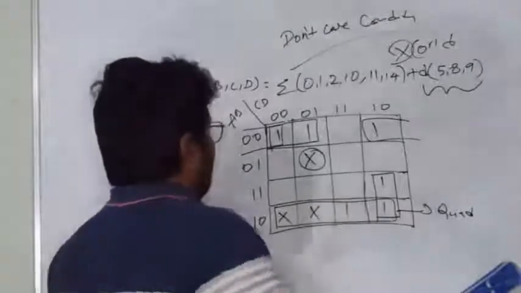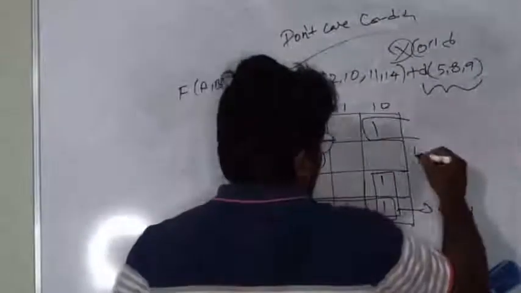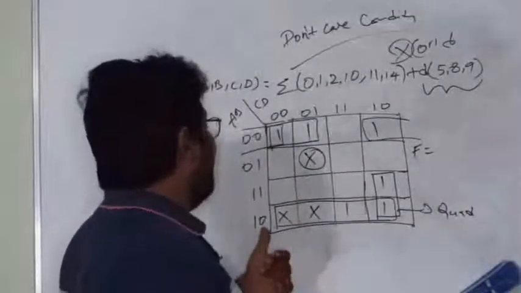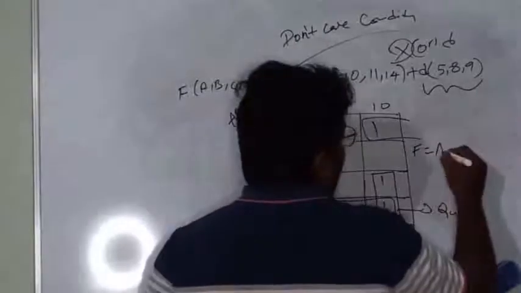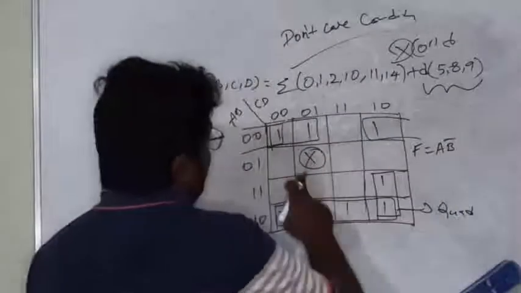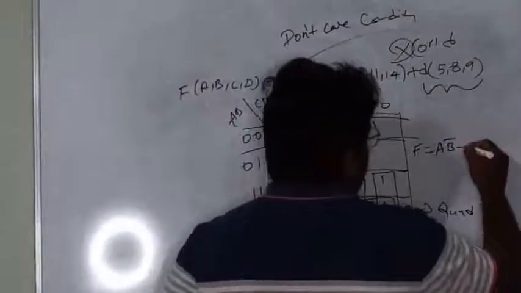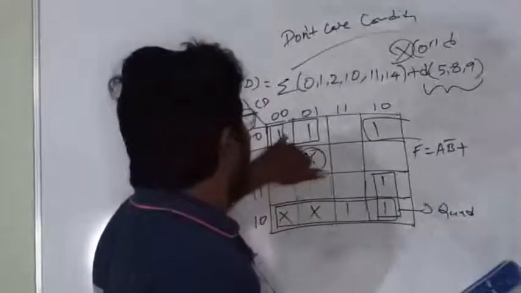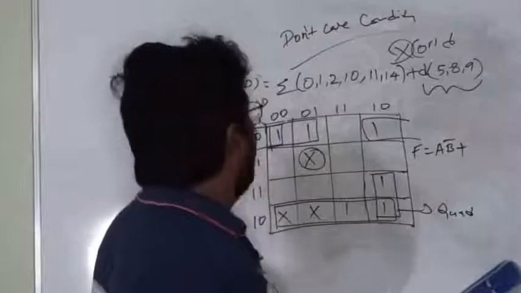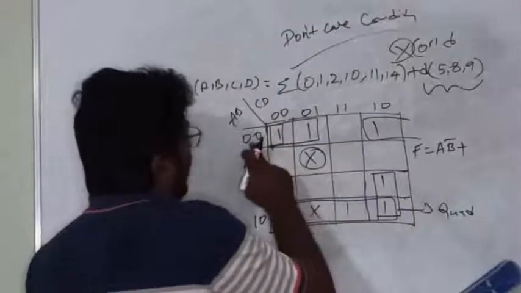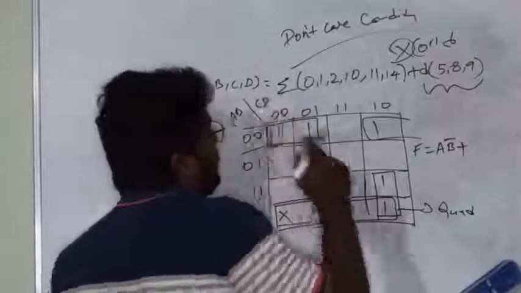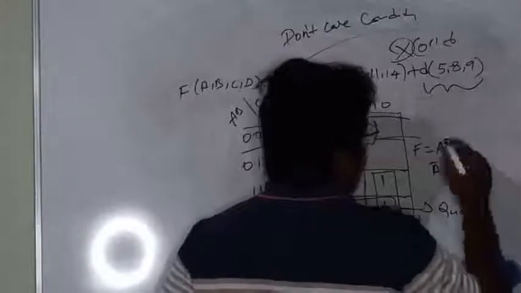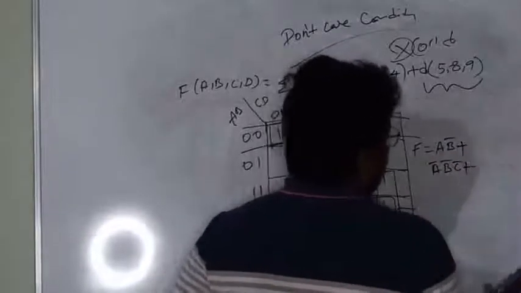Now see, the value of f will become, first take this quad. For this quad the A and B values are not changing, so it will be A B complement, and all the C and D values will be varying, so they will be eliminated. Next take this pair, 0 0 0 0 and 0 0 0 1. For this pair A and B values are not varying and the C value is also not varying. So it will become A complement B complement C complement.